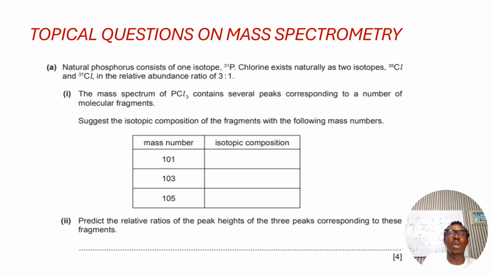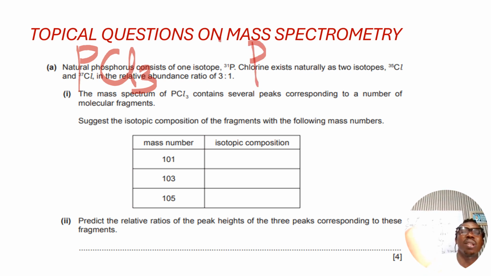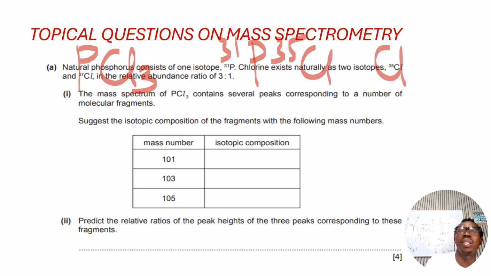Now suggest the isotopic composition of the fragments with the following mass numbers. So these are the mass numbers. I want to look at the isotopic composition once phosphorus trichloride undergoes molecular fragmentation. So it's as simple as ABC. Now the sample analyzed is phosphorus trichloride, which is PCl3, and it consists of phosphorus 31, chlorine 35, and chlorine 37. So which are the two isotopes of chlorine? So the mass number 101.